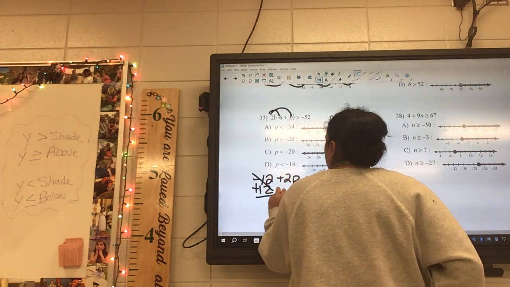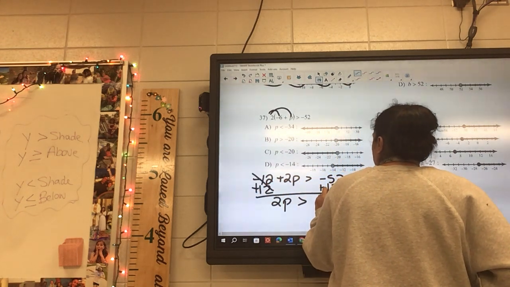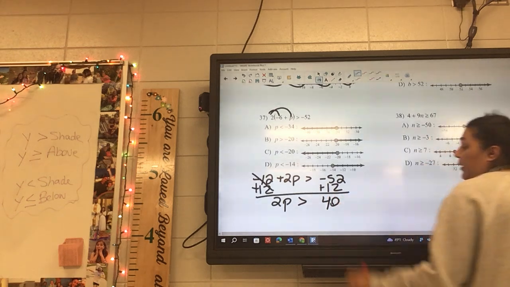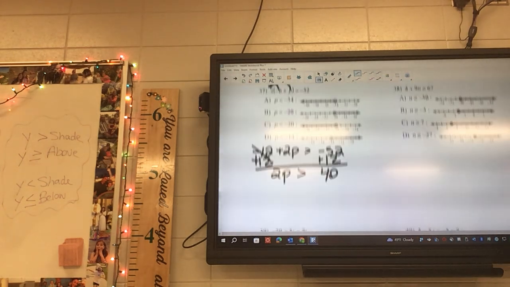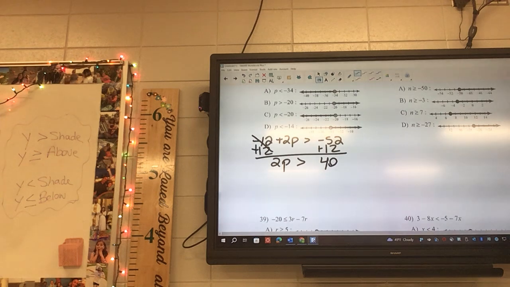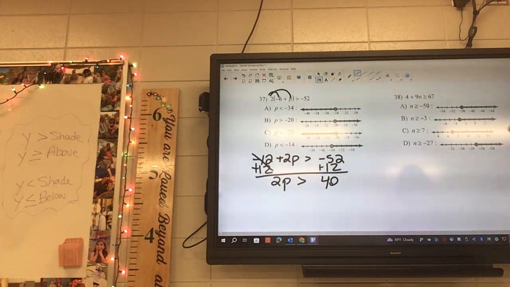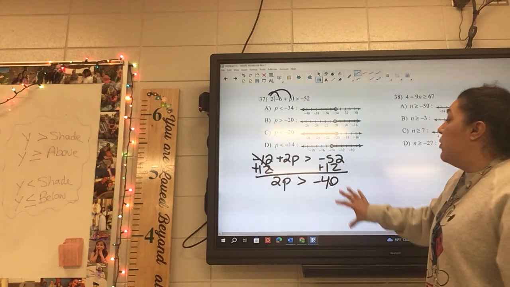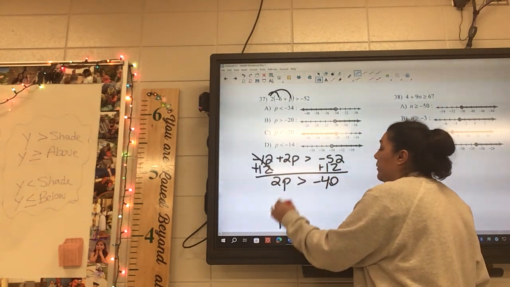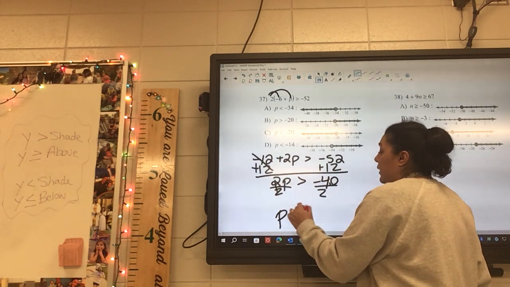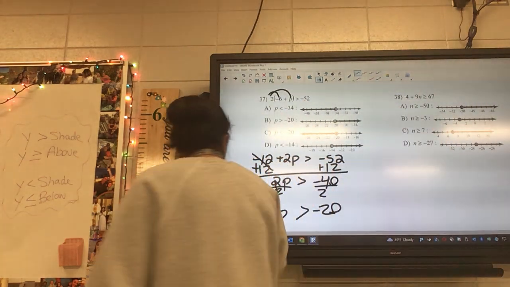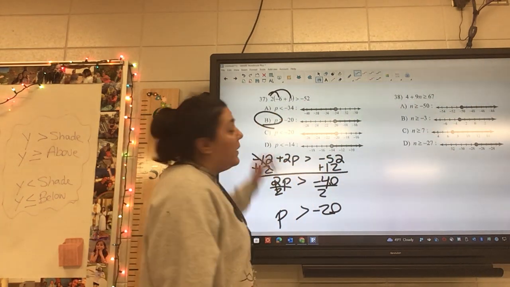What is negative 52 plus 12? 40. Okay, and then we would need to divide by 2. What is 40 divided by 2? 20. Oh, this should be negative. Okay, negative. And so they both are, so it's a matter of which way should it be going? Okay, there's 2 of them that say negative 20. So which way should the line be going? To the left or to the right? To the right, so it's got to be B.